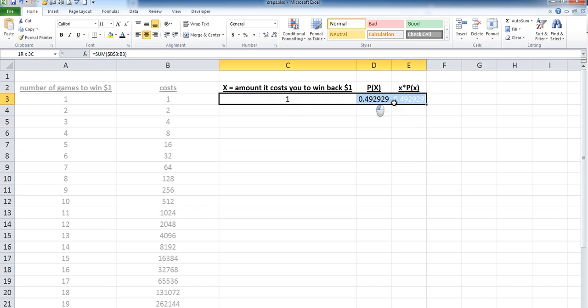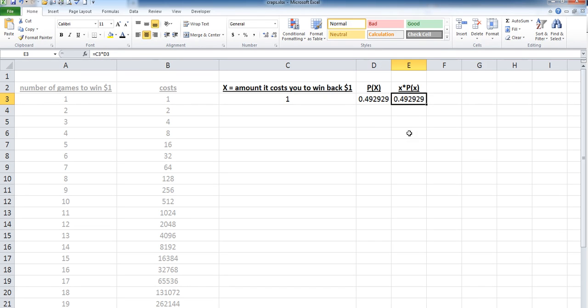Now, you can calculate the average by doing this times this, and that's exactly what the average is. It's the sum of all the random variables times the probability of that random variable. And the average would be 0.49, which means it costs about half a buck to make a buck.